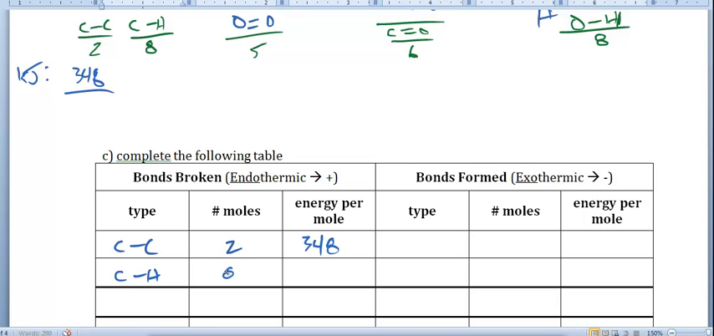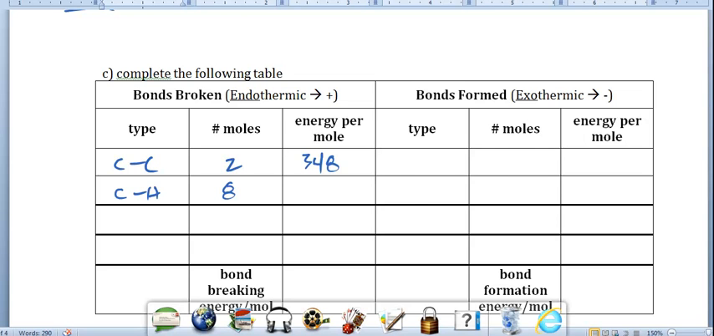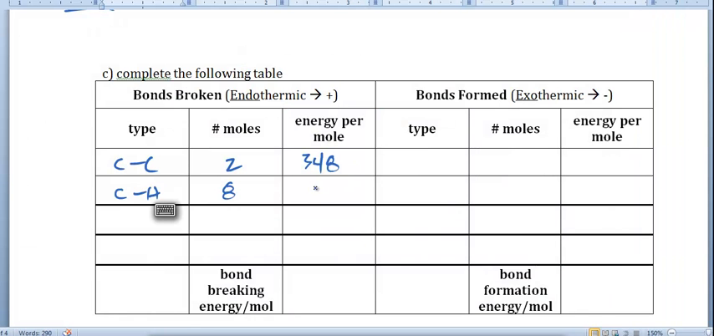Then we have carbon-hydrogen single bonds. And we have 8 moles of those. And those are worth 413, right? So if you go over to your table, carbon-hydrogen, 413. All right, and then what else? Then we just have the oxygen-oxygen double bond, and we have 5 of those. And if you look up on the table, each oxygen-oxygen double bond is 495.